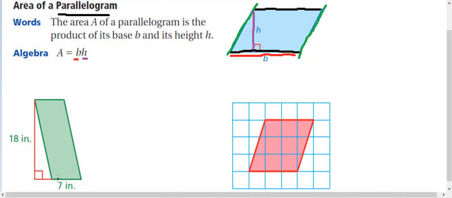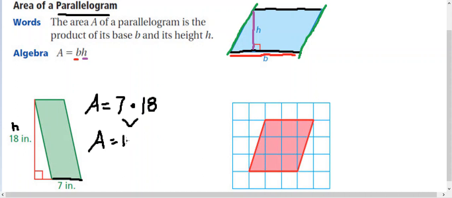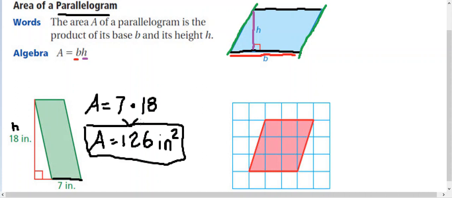So in my first example, I'm looking for base times height. So I can see my base right here, it says 7. So my area would equal 7. And then my height is how tall it is. So I see this is going to be my height of 18. So 7 times 18. If I multiply these two together, that will give me my area. And 7 times 18 is 126. So remember, you want to put your units, so this is inches, so I'm going to put inches, and then area is always squared. So my answer is 126 inches squared.